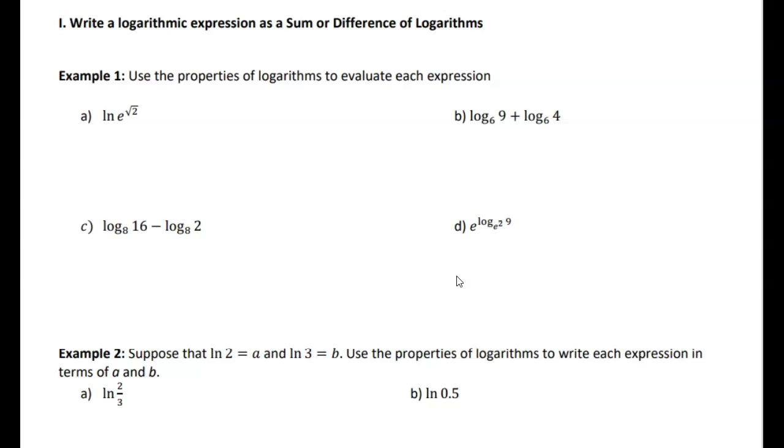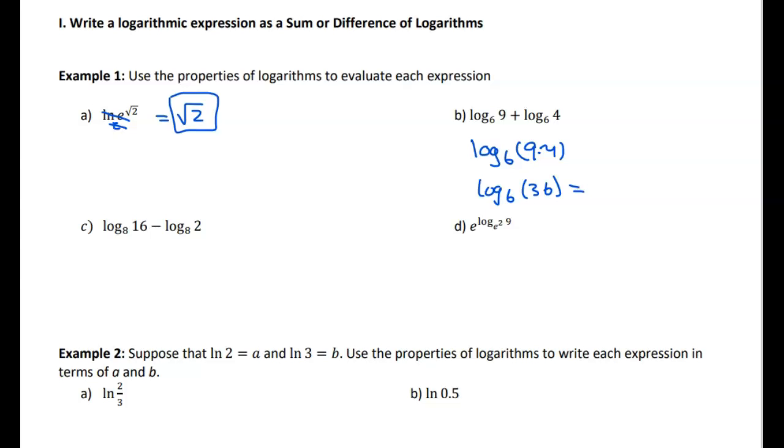Alright, we're going to use those properties to evaluate each expression. Part A, we have natural log of e to the square root of 2. Because the natural log has a base of e, and these match, they cancel each other out, and you just get square root of 2. Part B, we have log base 6 of 9 plus log base 6 of 4. We have a sum of logs. We can compress it and write it as the log of the product. So a sum turns into a product. So this is log base 6 of 36.